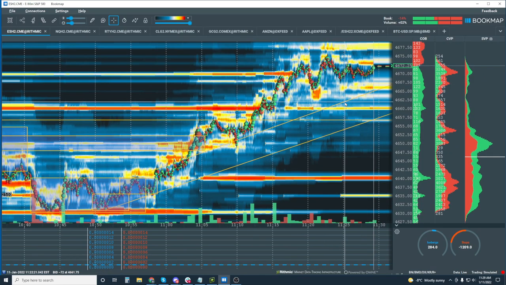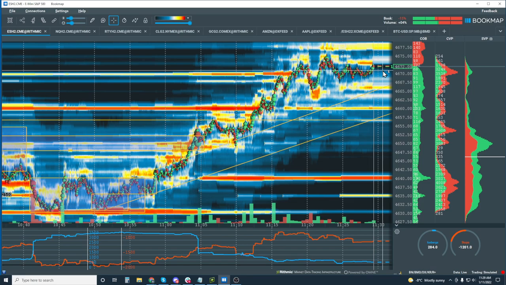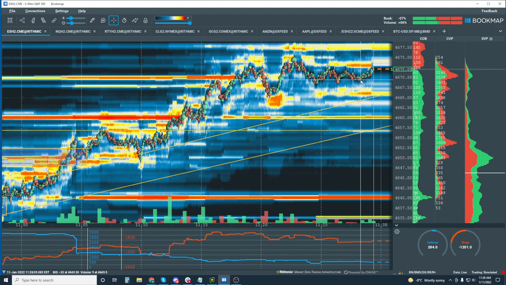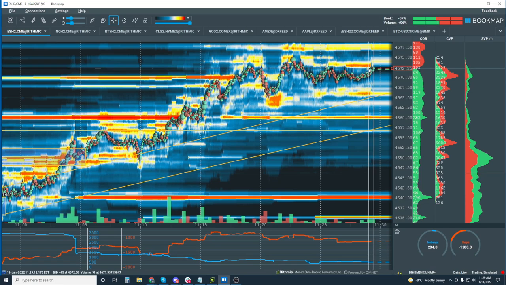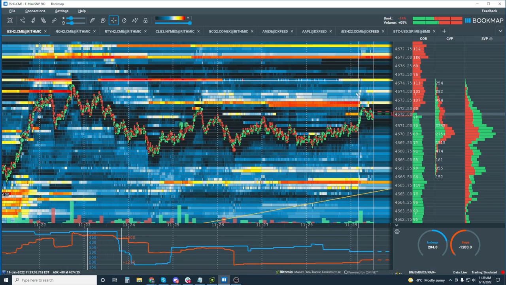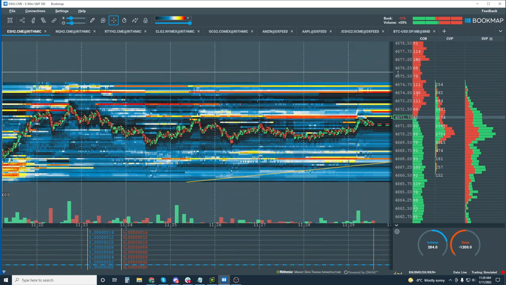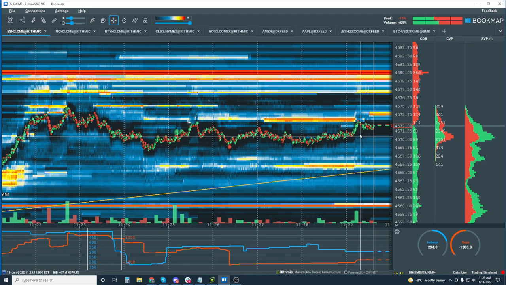All right, let's see if we get our move here. More buyers starting to come in here. Yeah, I just don't think this is high probability at this point. We're looking for them. They're pulling up here. Overall, we're looking for our 80 level.